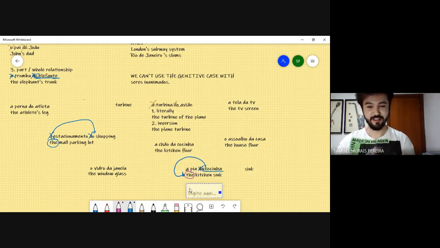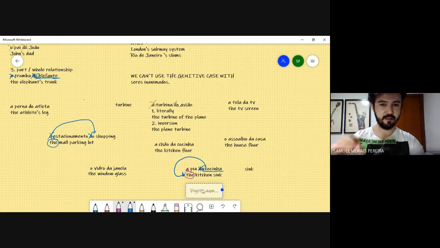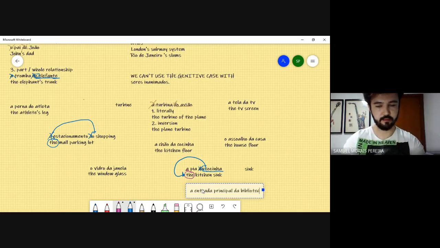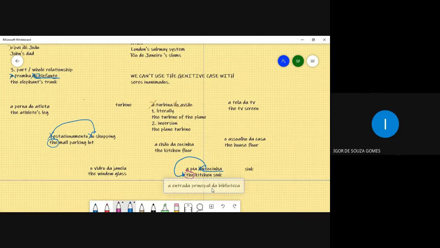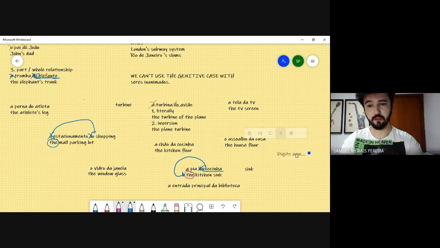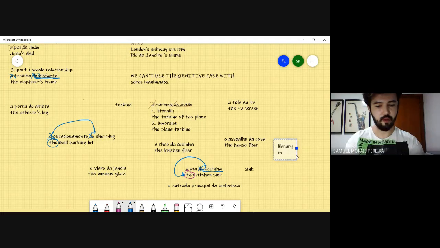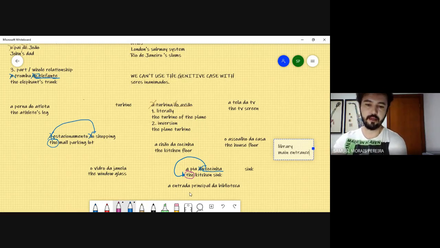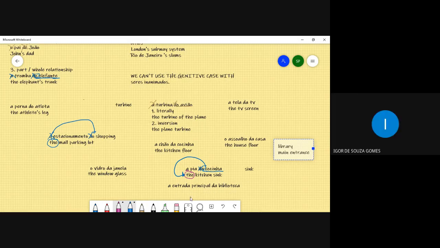Igor, right? Igor, I want you to translate this expression here, ok? Ó, a entrada principal, ok? Entrada principal da biblioteca. Do you know how to say biblioteca? Do you remember how to say it? No, teacher. No, I'm gonna give you vocabulary, okay? So, biblioteca in English is library. Library, ok? Entrada principal é main entrance. Main entrance. So, how do I say a entrada principal da biblioteca? The library main entrance. Perfect.